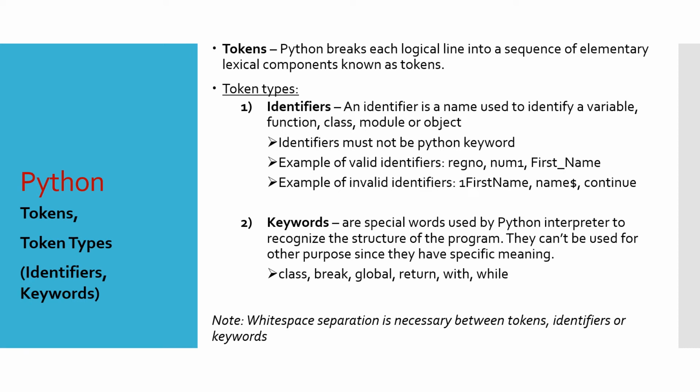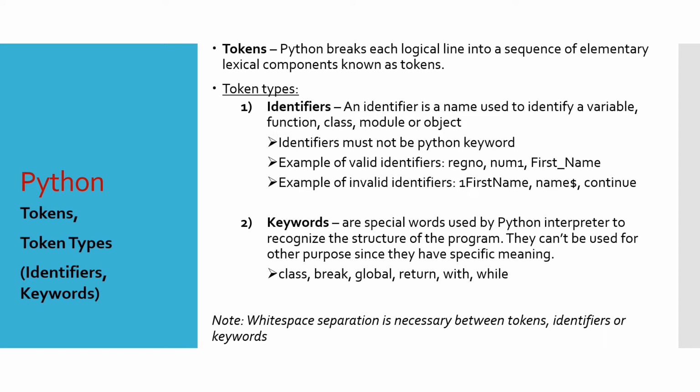For the invalid identifiers, people try to avoid using numbers in the front, and also special characters like the dollar symbol. Continue is like an operation, so you won't allow such words as well. Okay, so those are identifiers.